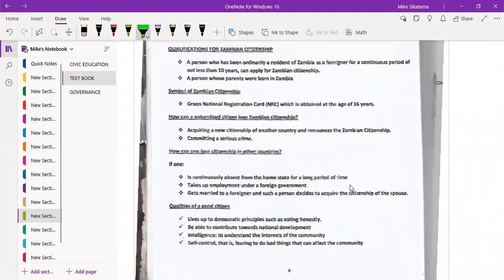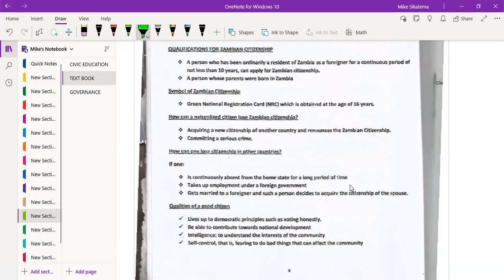So let's now come down to Zambia. We have to look at the qualifications for Zambian citizenship. A person who has been a resident of Zambia as a foreigner for a continuous period of 10 years can actually apply for citizenship, or a person whose parents were born in Zambia. So that's natural versus naturalized citizenship. The symbol of a Zambian citizen is a green national registration card that's obtained at 16 years of age, and a passport can also be proof of citizenship.